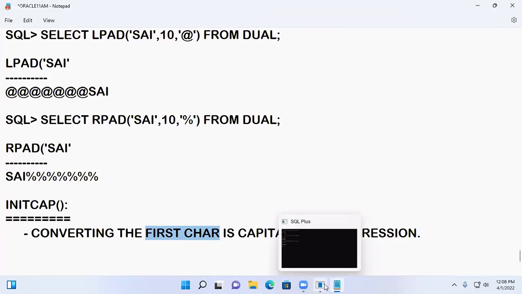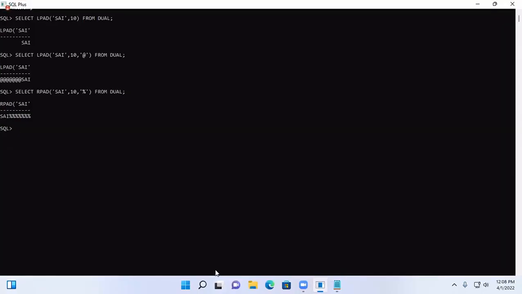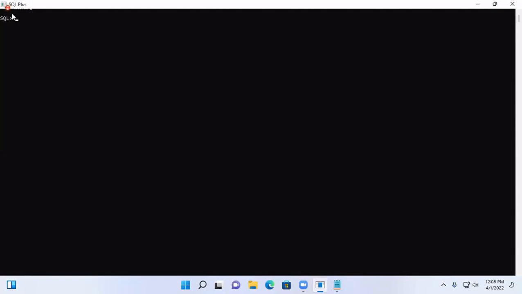Okay, for example, let me come back and see. Now I am passing here: select init cap. That means the initial character is a capital. Suppose I'm passing hello. Hello is all small case characters. Once I execute this, can you see, except the first character, the remaining characters are as they are, but the first character is converted to a capital.